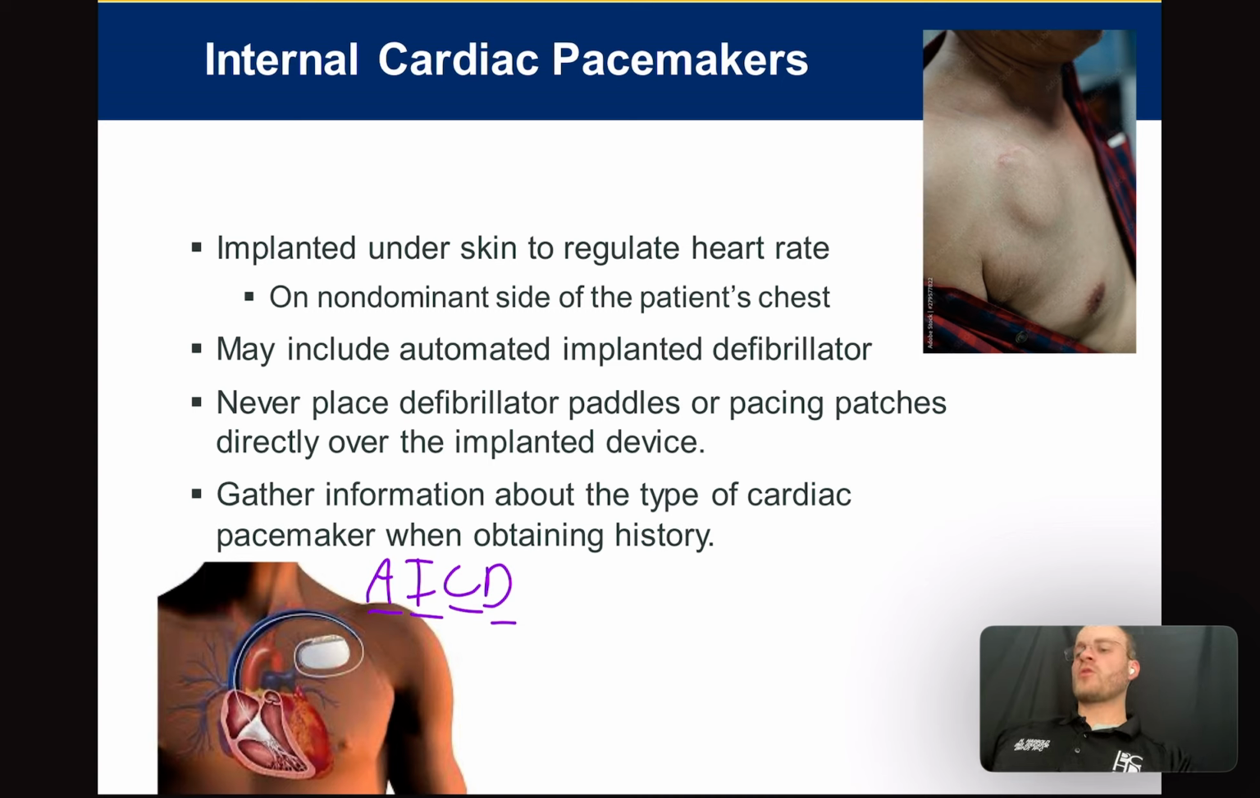And so I've ran patients before where they're like, I felt it go off 7 times since I've called 911. And so you're like, holy cow, something is terribly wrong. And so be aware of that. They'll feel the AICD, they'll feel the defibrillator.